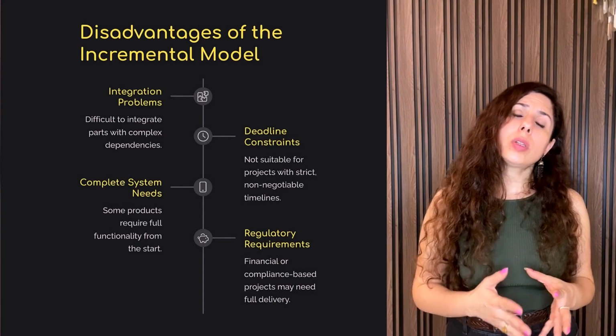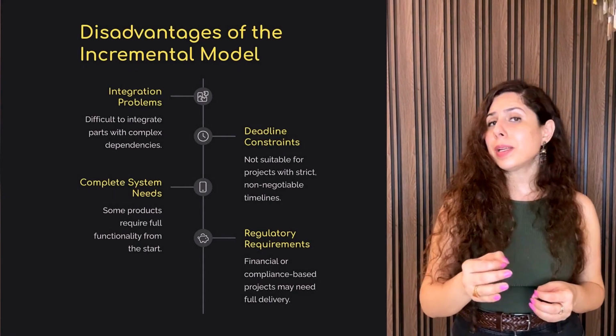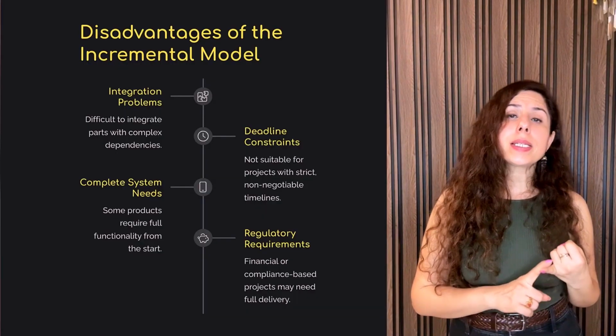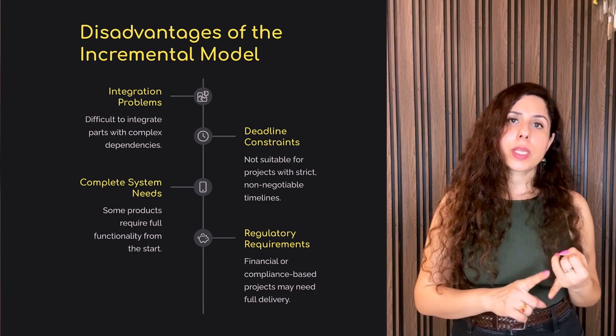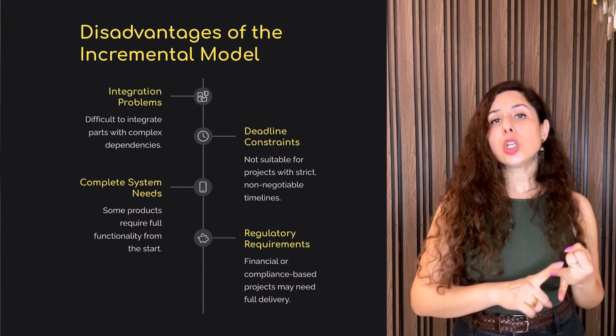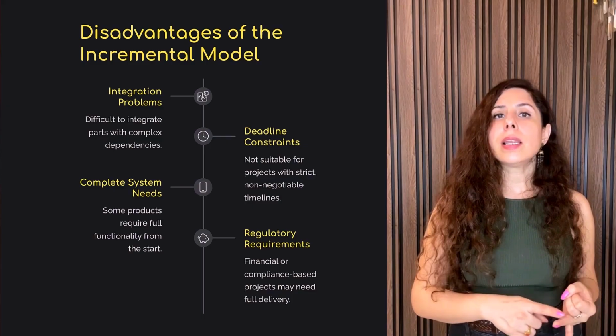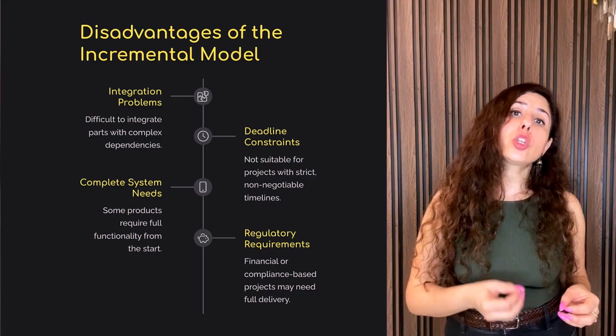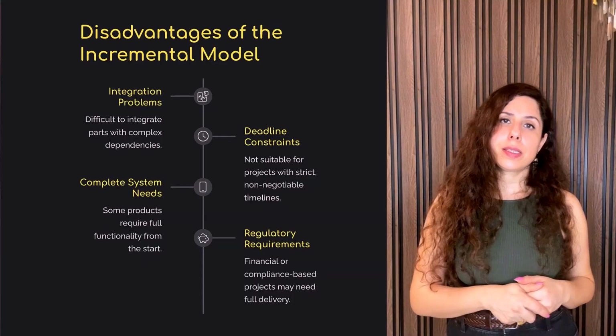So let me summarize the projects where the incremental model doesn't work. First, projects that require a complete system demo from the beginning. Secondly, projects with non-negotiable deadlines like legal compliances, etc. Third, projects with complex integration dependencies.